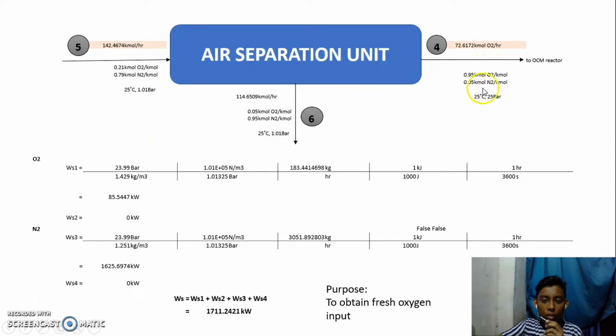This O2 at 25 bar will minus the 1.01 bar, so this has a value. Work shaft 2 does not have a value, because it is the same as the inlet, so it is 0 kilowatt. The same for work shaft 3 and work shaft 4. Then I total them up. The purpose of the ASU is to obtain fresh oxygen input, because in our reaction we want a higher mole of oxygen and a lower mole of nitrogen.